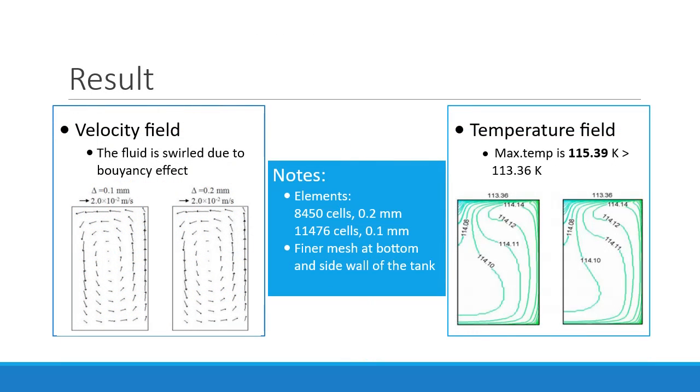The result is as follows. The computations are performed using a two-grid system with 8,450 cells using 0.2 mm size and 11,476 cells using 0.1 mm. It is used to determine an appropriate mesh size for the computation. Fine meshes are used in the thin boundary layers near the side and bottom walls, as well as in the liquid vapor interface, whereas a coarse mesh for the center of the tank is used to save computational time. The velocity and temperature fields show no significant differences when using different mesh sizes.